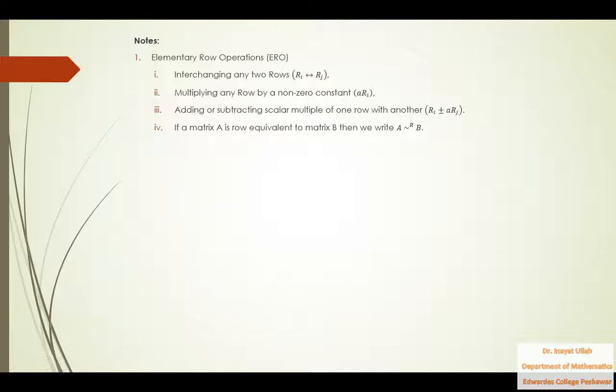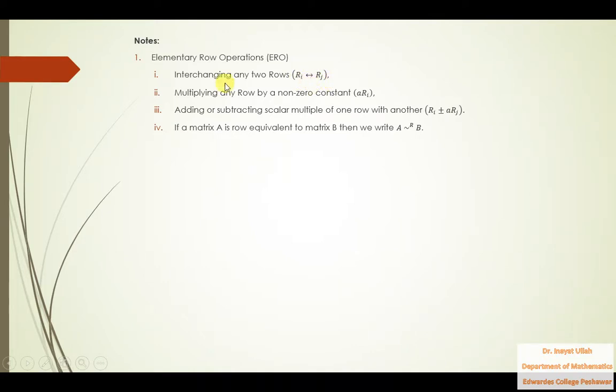Dear students, in this lecture we will learn about elementary row operations. What are elementary row operations? Elementary row operations will be abbreviated as ERO. The first thing is interchanging any two rows, represented by this notation: Ri will be interchanged with Rj.